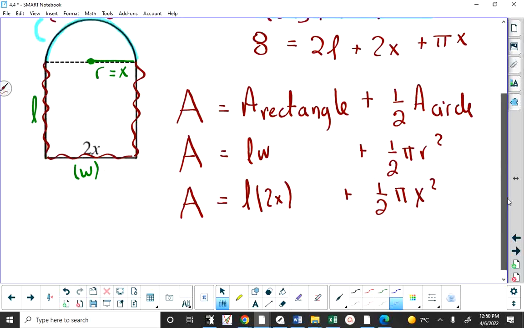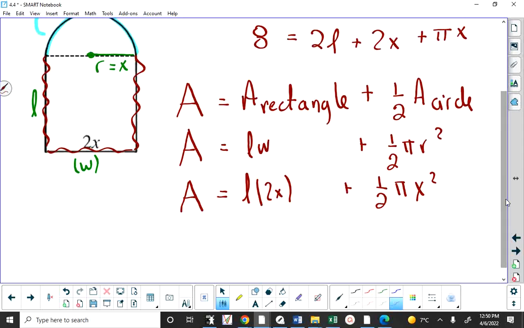When I rearrange that equation of the constraint for L, my first step would be to take the 8 and subtract the 2x and subtract the pi x, and then I have to divide by 2. Now, let's just stop for a second and think, everybody, about what's going to happen to this expression for L. We're going to put it here. We're going to put it right here.